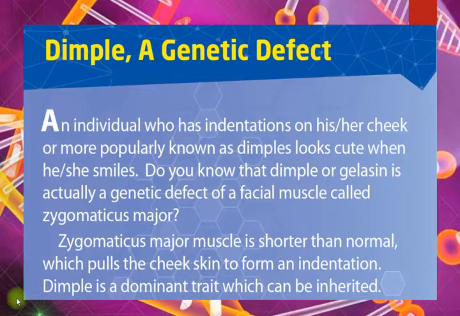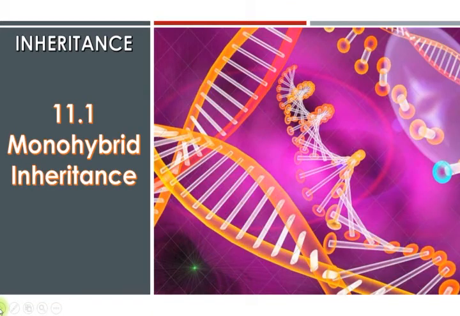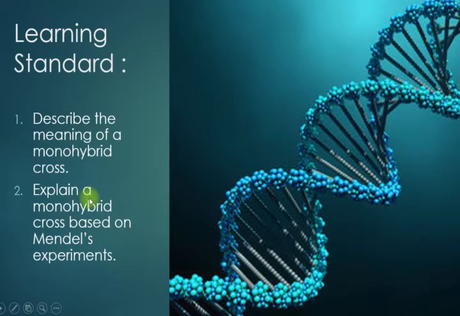Let's go to the learning standards that you are going to cover for today. We are going to learn 11.1 Monohybrid Inheritance. You are able to describe the meaning of a monohybrid cross, and second, explain a monohybrid cross based on Mendel's experiments. Today we are going to discuss Mendel's experiment.